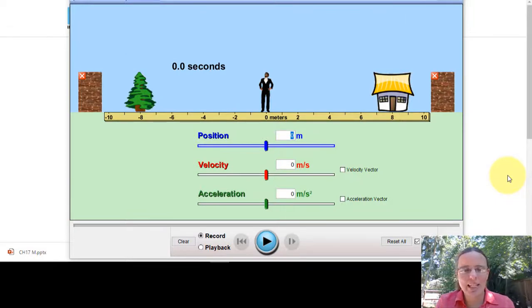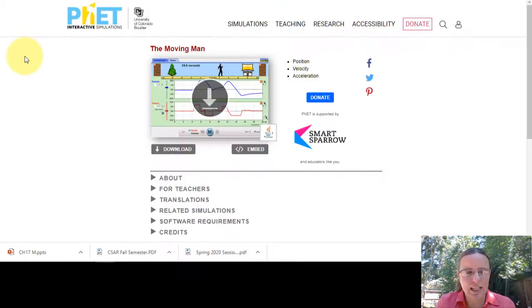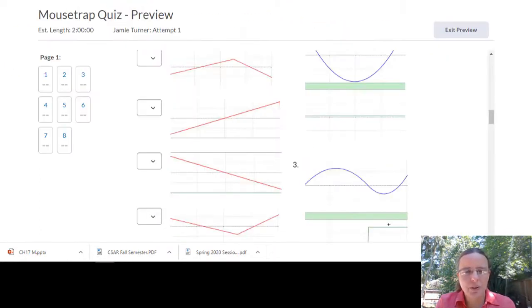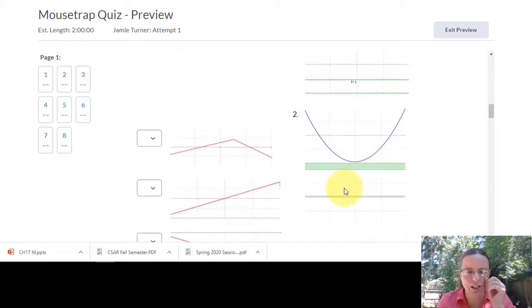Hello, so I thought I would make just one more video for this PHET simulation. When you first open it up, you're going to get this screen. You want to come over to the Charts tab, make sure you have those position, velocity, and acceleration graphs on here. So when you log into the quiz, it will give you a few questions like this, where you have to match up the position and velocity and acceleration curves to one another.